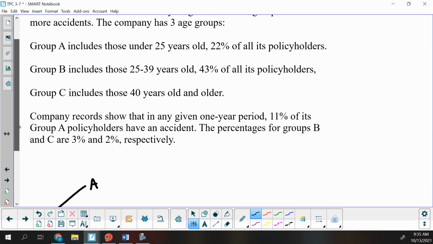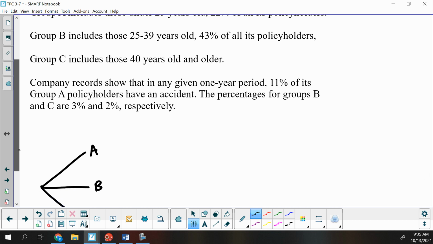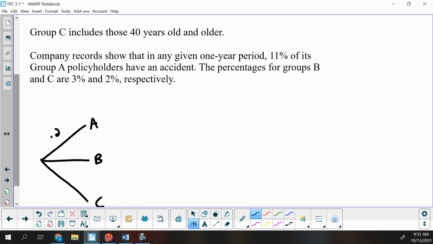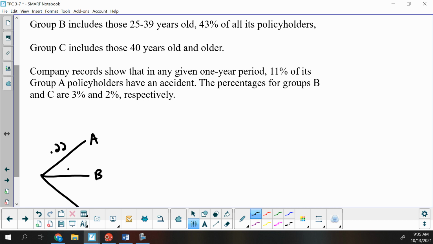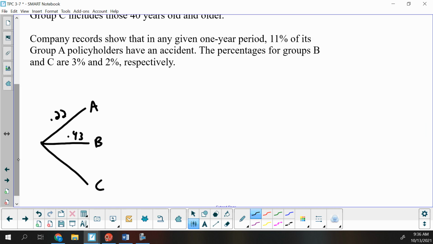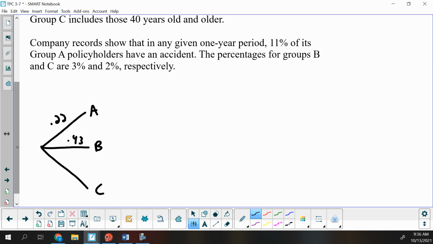Well, the probability of being in Group A, they told us it was 22% of its policyholders, so we'll have 0.22 here. The probability of being in Group B was 43%, so we'll have 0.43 along that branch. And then Group C was the rest of them. Well, 22 and 43, that'll give us 65%. So the remaining percent is 35% because we have to add to 100.